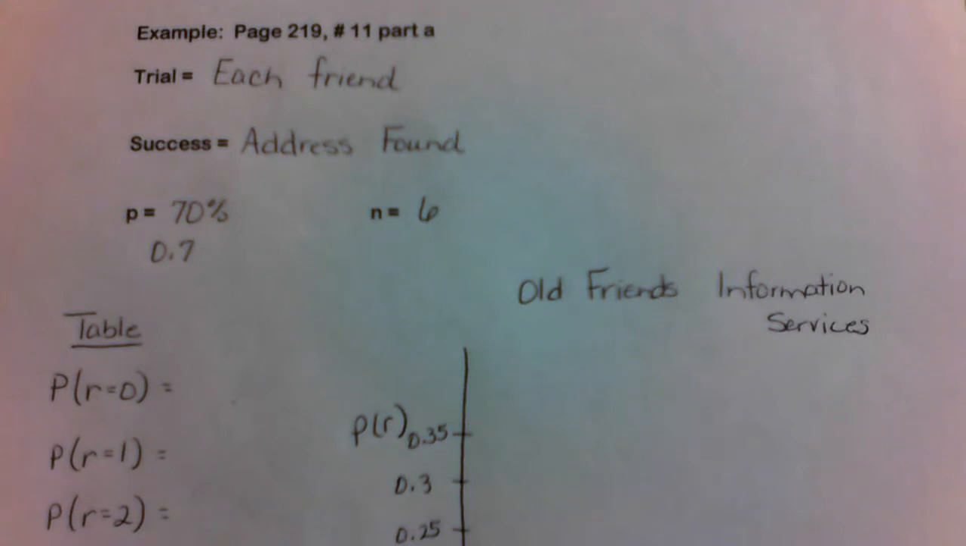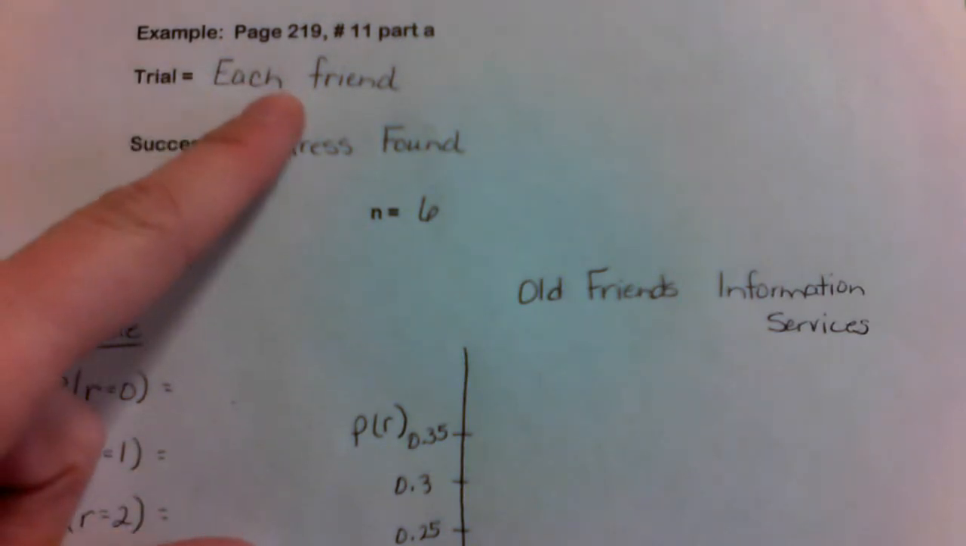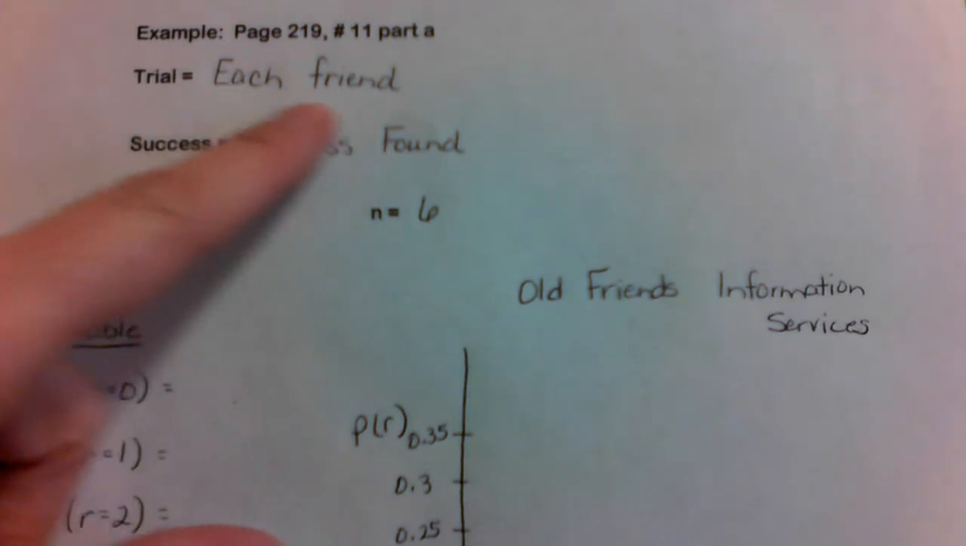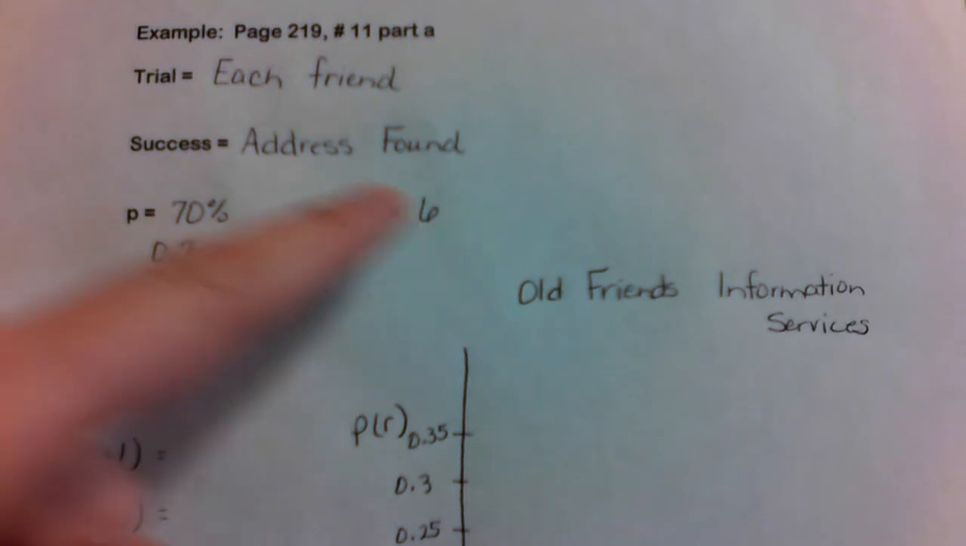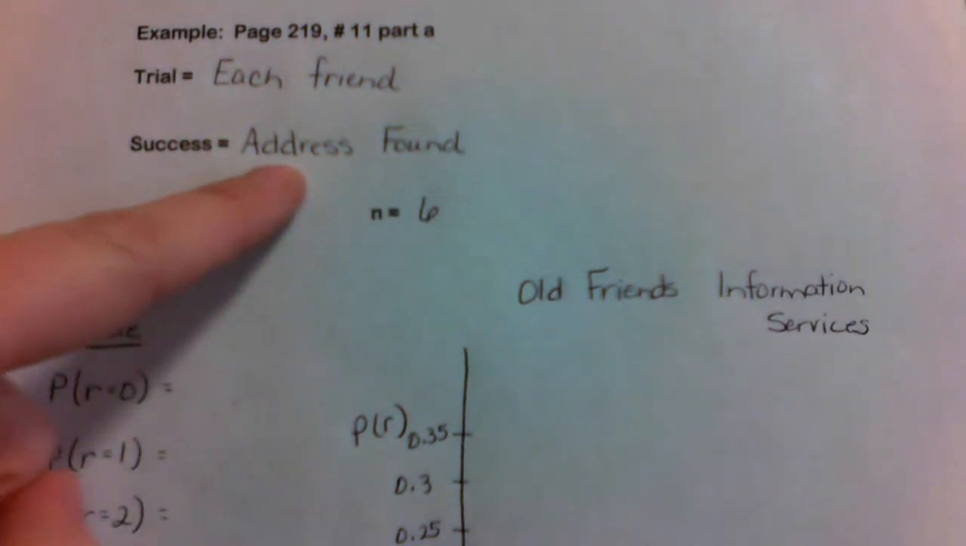Page 219, number 11 reads, Old Friends Information Service is a California company that is in the business of finding addresses of long-lost friends. They claim to have a 70% success rate. Suppose that you have the names of 6 friends for whom you have no addresses and decide to use the Old Friends services. Okay, so the trial is each friend. And how many friends are you wanting them to find the address for? 6 of them, so that's why N is 6. We consider success when they find the address.